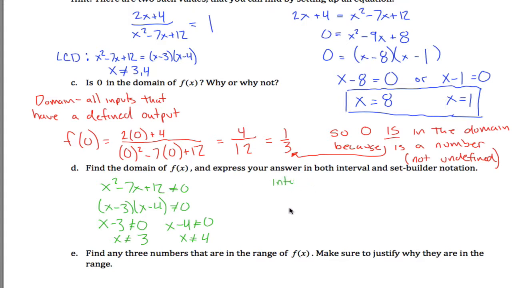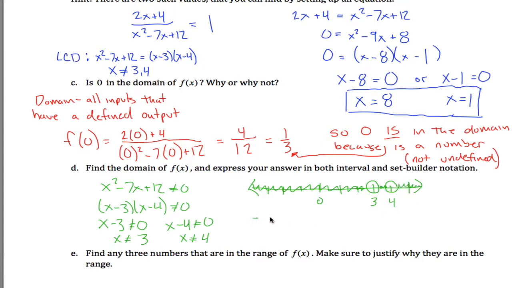Before I do interval notation, I'm going to draw a number line. I know it doesn't ask you to draw a number line, but I think it's helpful. So on my number line, I got 3 over here, and I got 4 over here. And I want all the numbers on this number line, except for 3 and 4. So I don't want this guy, and I don't want this guy. But I want everything else. I want these numbers in here, and I want all these numbers here.